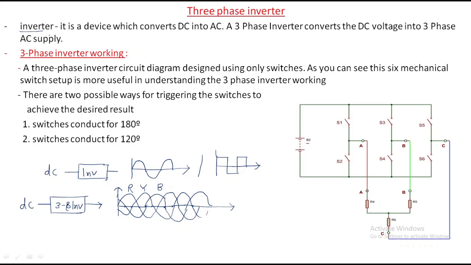Look here. An inverter is a device which converts DC supply to AC supply. A three-phase inverter converts DC voltage into a three-phase AC supply. We are applying the DC voltage here, and we will get three-phase AC voltage. This is the three-phase AC voltage. Right, this is a three-phase inverter.